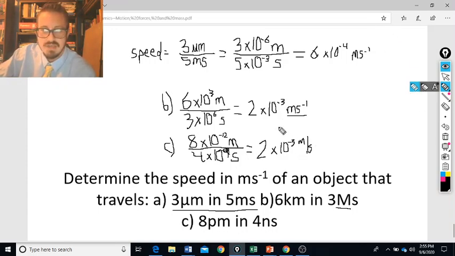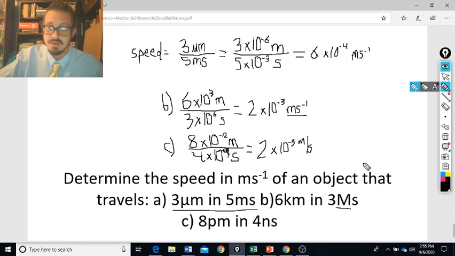Note that we got the same velocity in both B and C. And so something that travels 6 kilometers, a long distance, in 3 megaseconds, a long time, ended up being the same velocity as something that went 8 picometers, which is a really tiny distance, in only 4 nanoseconds, a short amount of time. So something that goes a long distance in a long amount of time, or a short distance in a short amount of time, ended up being the same when we put them in the same units, meters per second. And that highlights why we want to think about things with standard units.